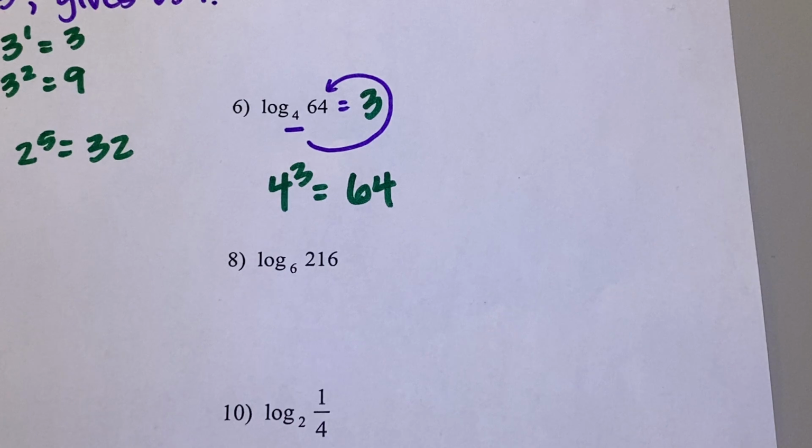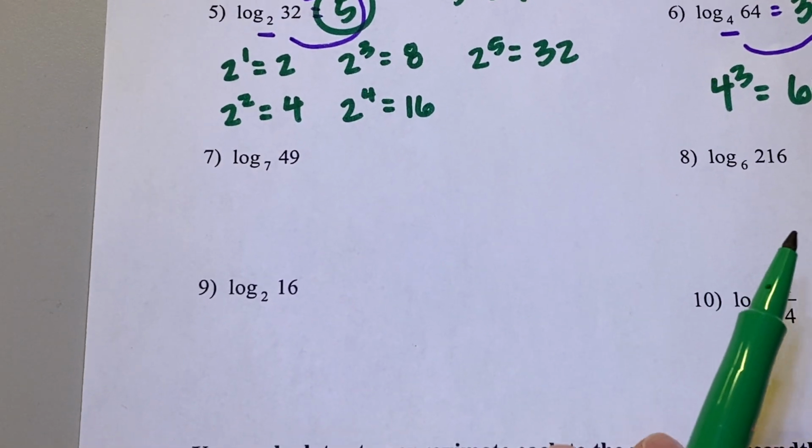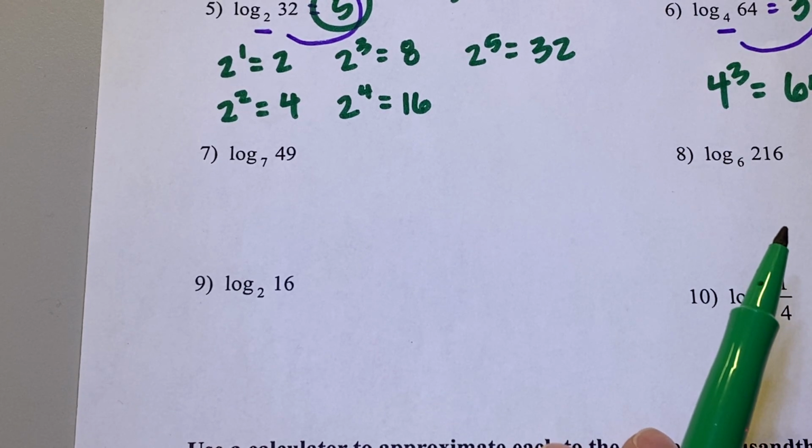Okay, let's see if we can do a couple more with the guess and check method. Do that on the calculator. Do you guys just hear Braden? How do you do it on the calculator? We're going to get to that. There's a way easier way, but I'm not going to tell you yet.